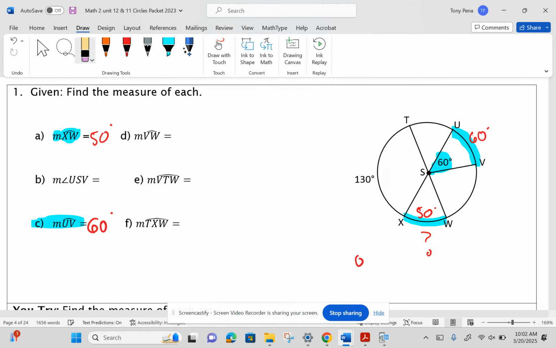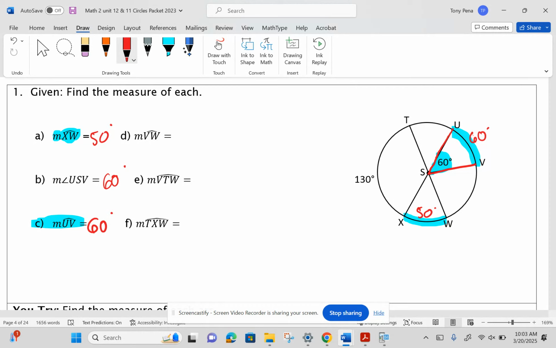All right, let me get rid of those. Just fill in as we get them. All right, B, USV, that's the angle. So find angle USV. So here is U. Oh, this is too easy. S, V, what is the degree measure of that angle? 60 degrees. All right, it's insulting, so easy.